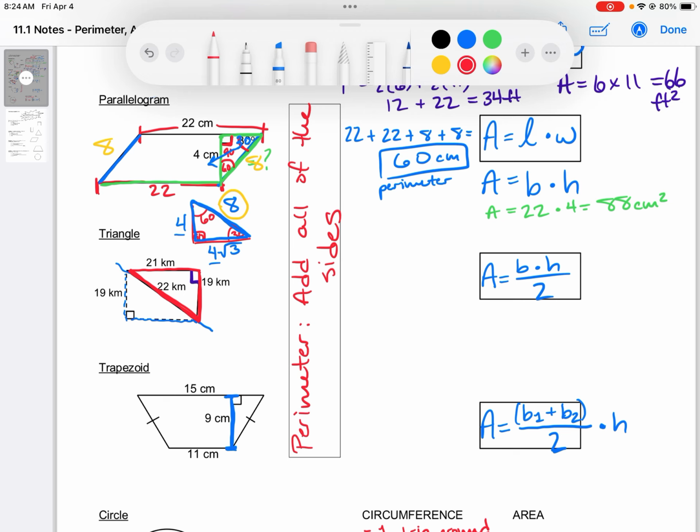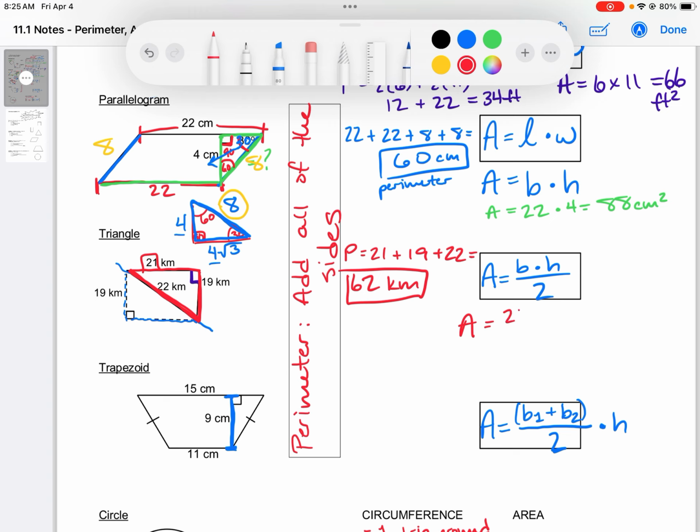Now, we're going to do the perimeter first. So all the sides, 21 plus 19 plus 22. And that is 21, 19 is 40, 62. 62 kilometers is my perimeter.